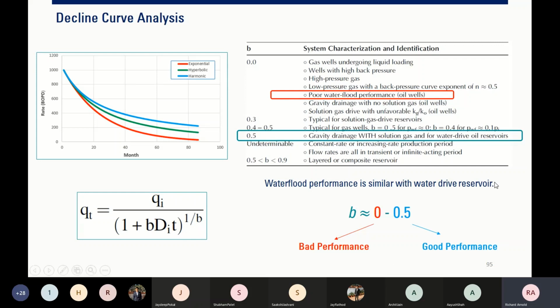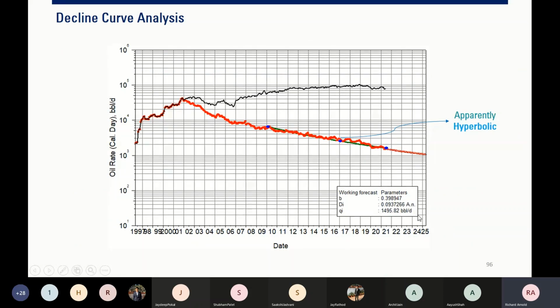So like this one. If your b is 0, it means that maybe your water flood performance is not that good, right? Like this one. Poor water flood performance gives you b equals 0. But if your water flood performance is quite good, you can achieve this number, b equals 0.5. All right, and you can construct your decline curve analysis like this one.